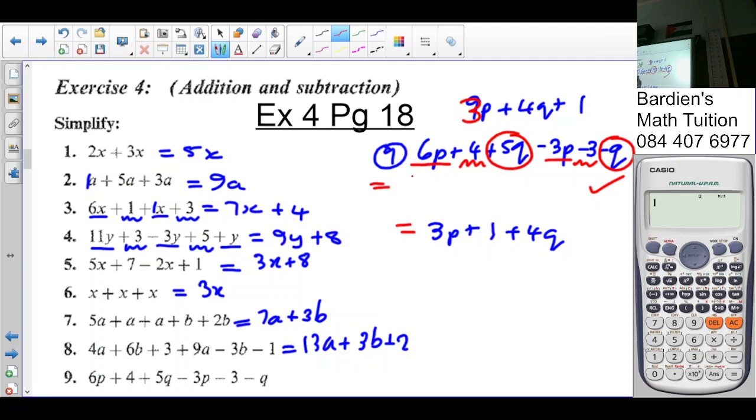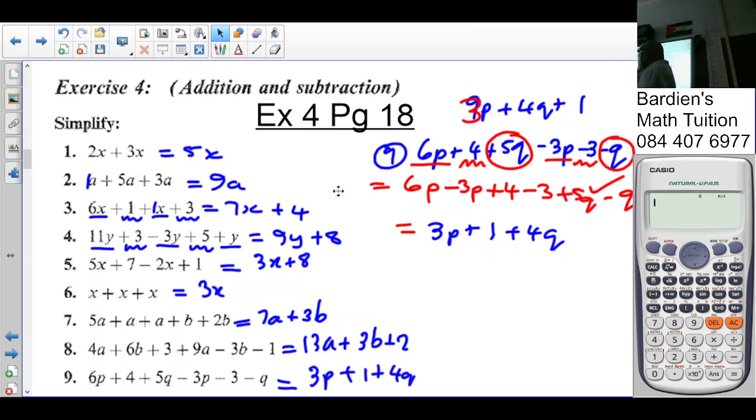So you first write 6p minus 3p plus 4 minus 3 plus 5q minus q. Now you say, okay, 6p minus 3p is 3p. 4 minus 3 is 1. 5q minus q is 4q. You understand? Okay. So the answer here is 3p plus 1 plus 4q. Okay.